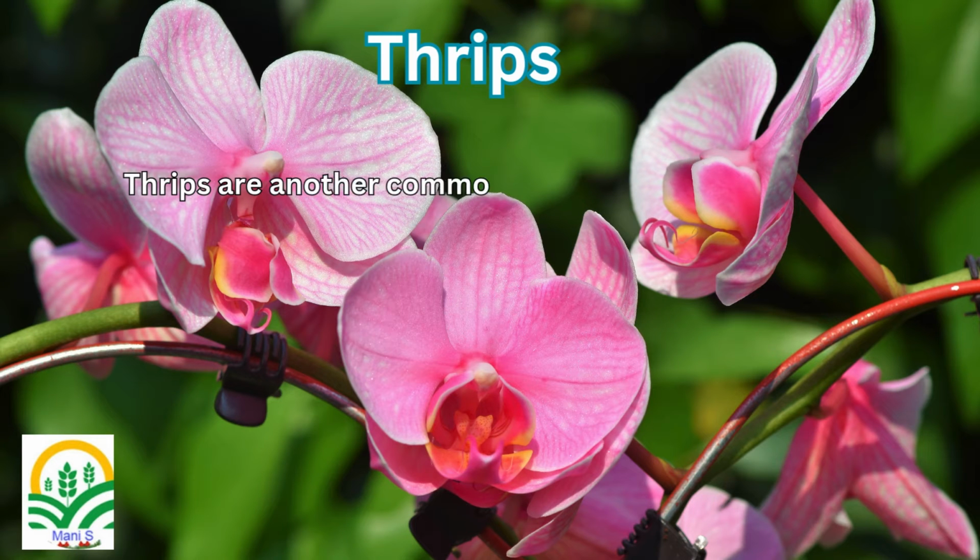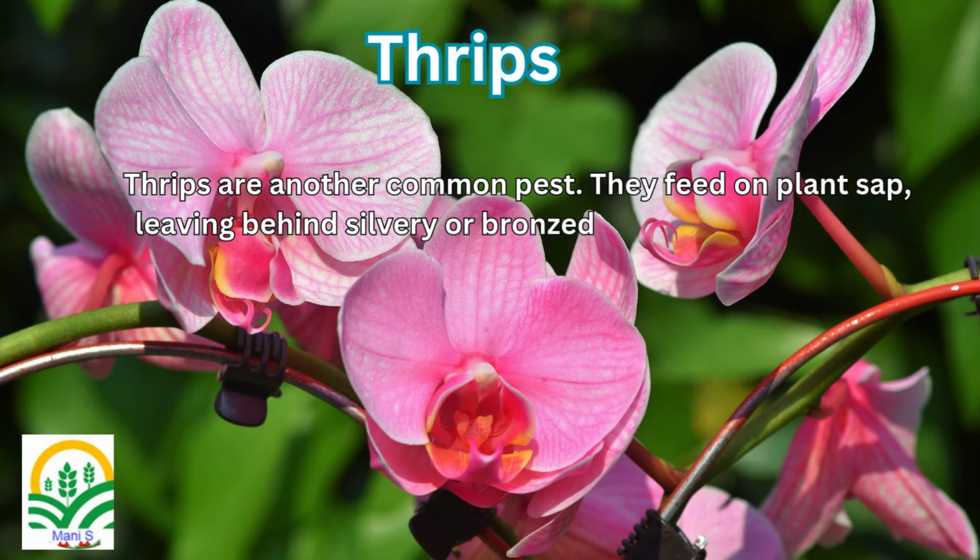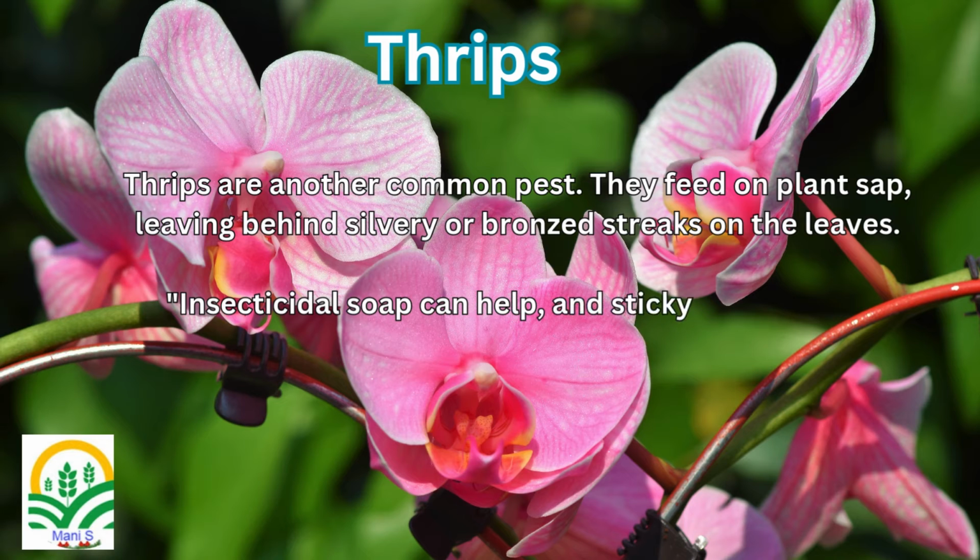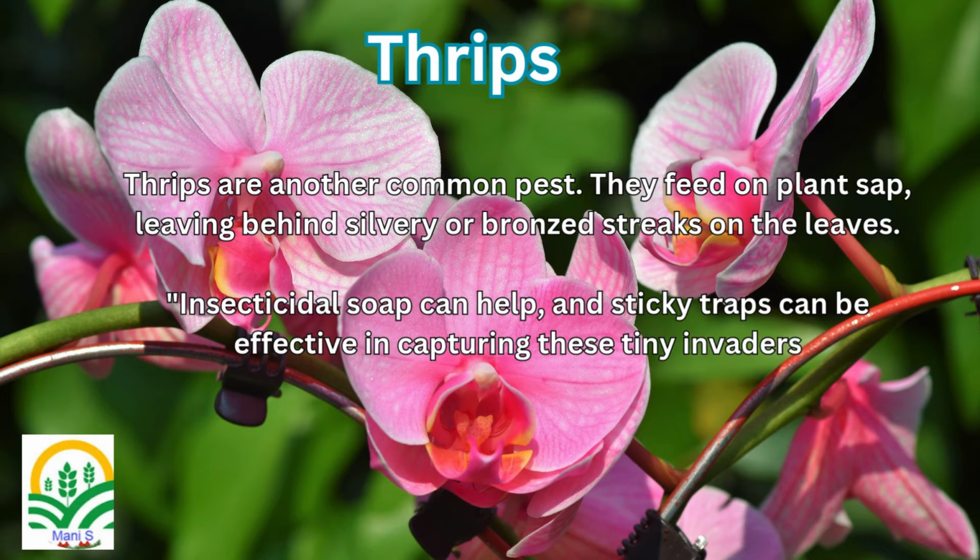Thrips. Thrips are another common pest. They feed on plant sap, leaving behind silvery or bronzed streaks on the leaves. Insecticidal soap can help, and sticky traps can be effective in capturing these tiny invaders.